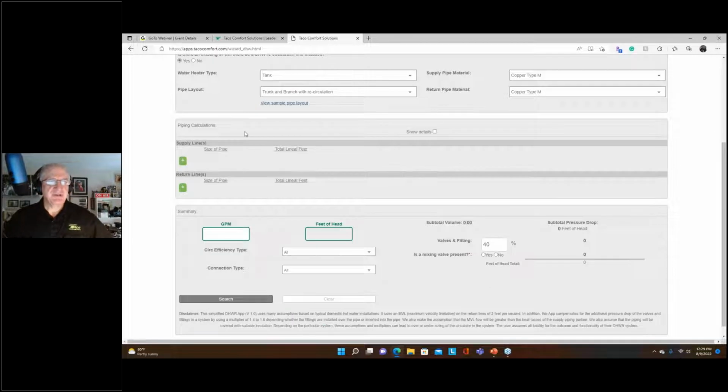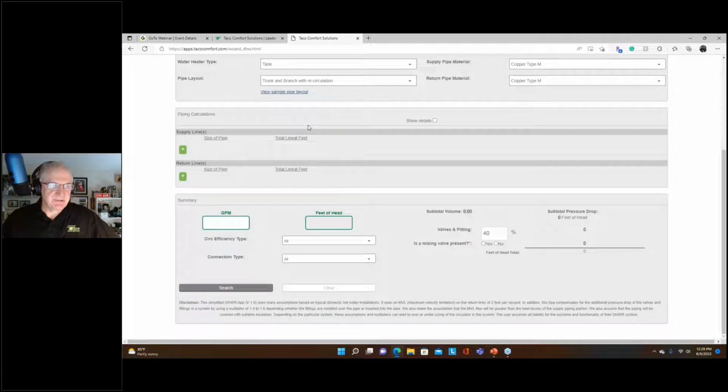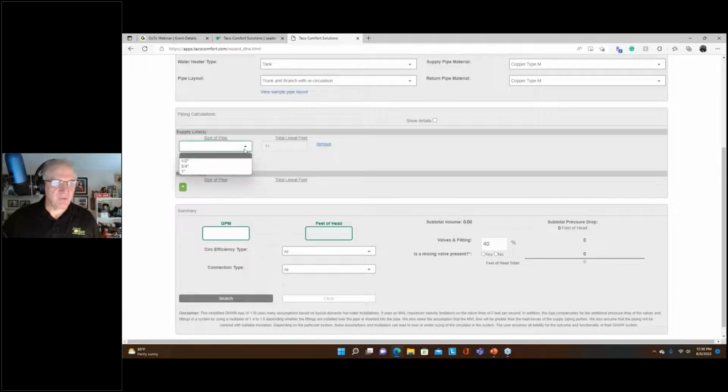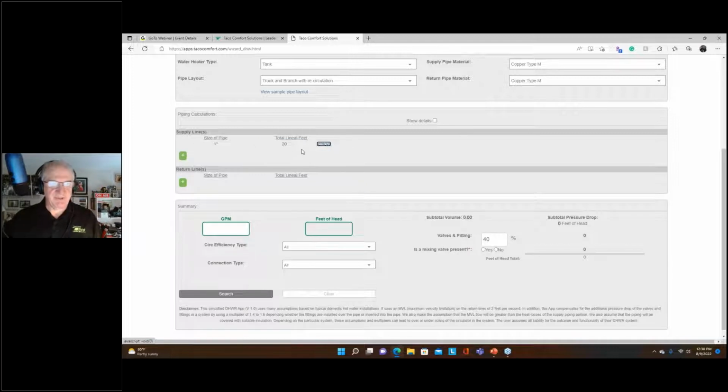Next, we go with our piping calculations. All right, and we want to know the size of the pipe and the total linear feet. So it starts at the supply pipe, we start at the mechanical room. And what pipe do we have leaving the mechanical room? Well, let's say it is 1 inch. All right, and let's say I have 20 feet of 1 inch. Okay, hit tab, and that gives us 20 feet of 1 inch.